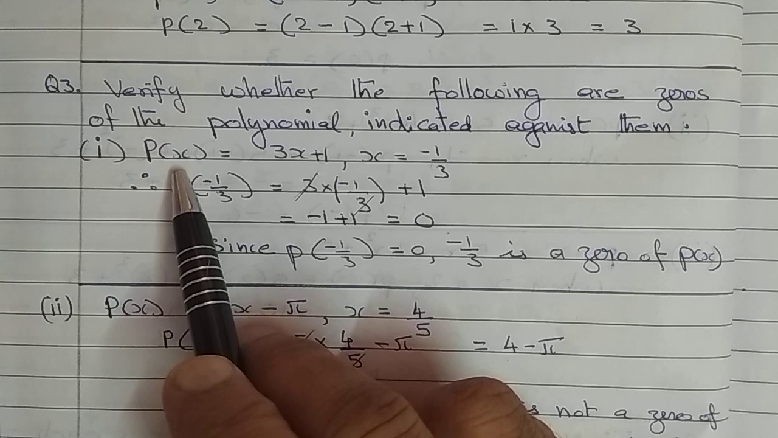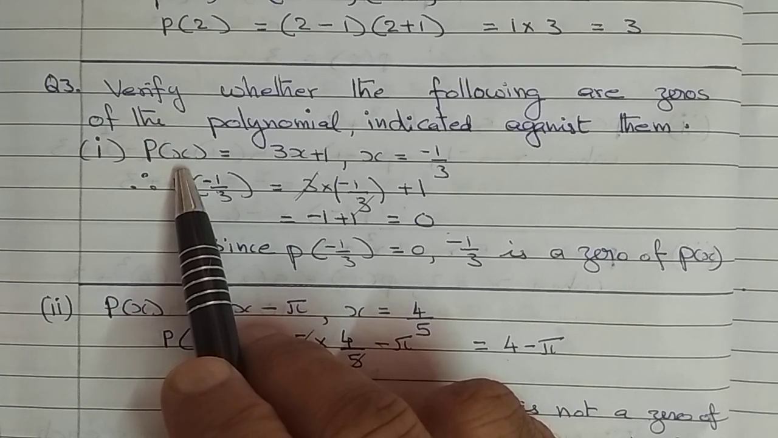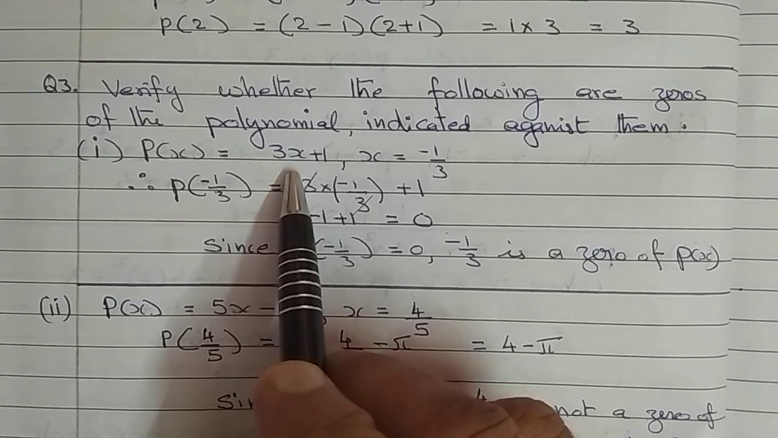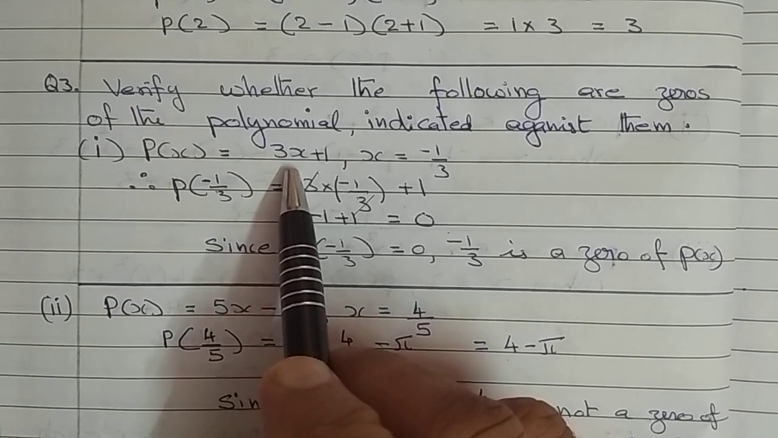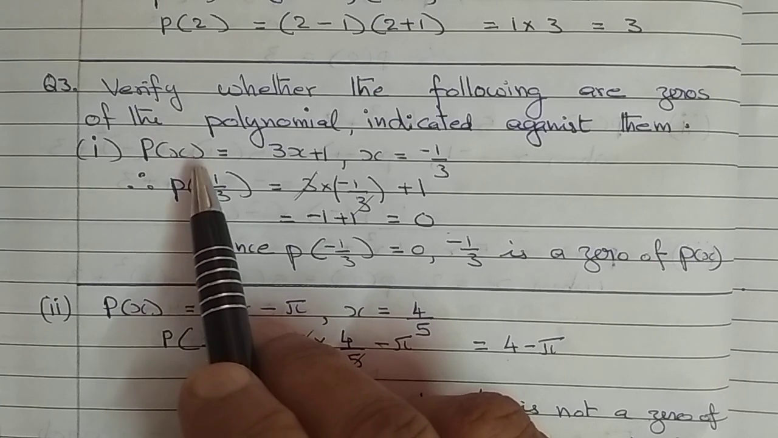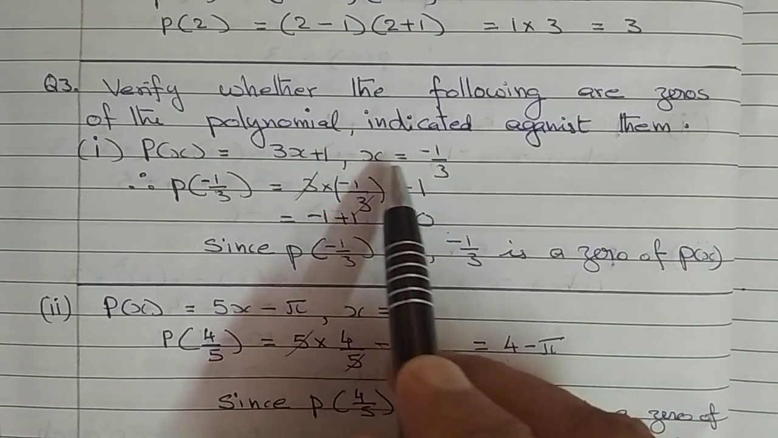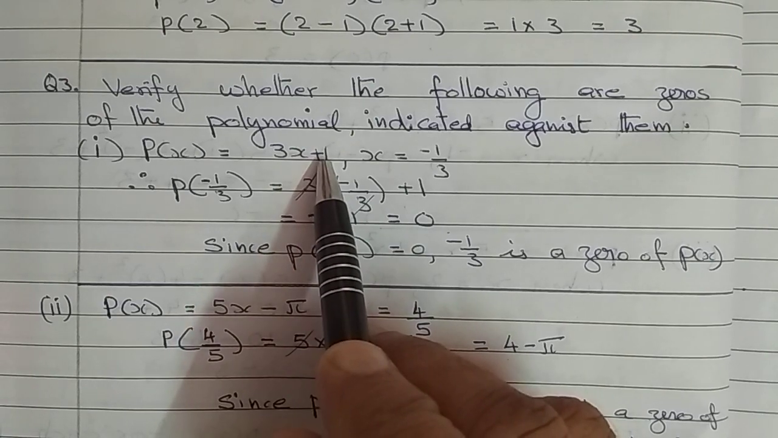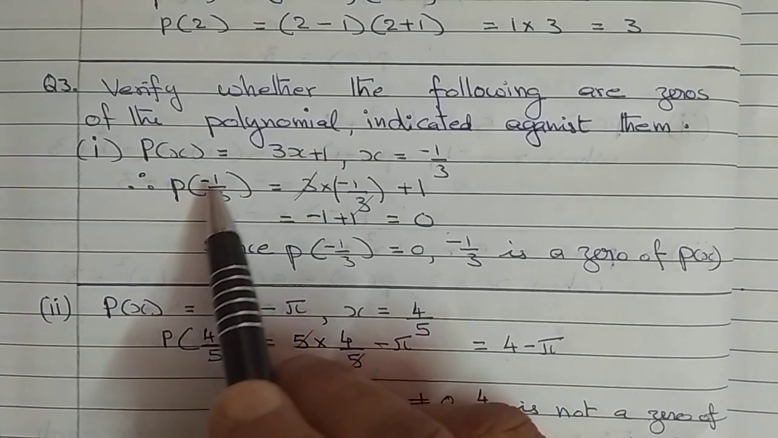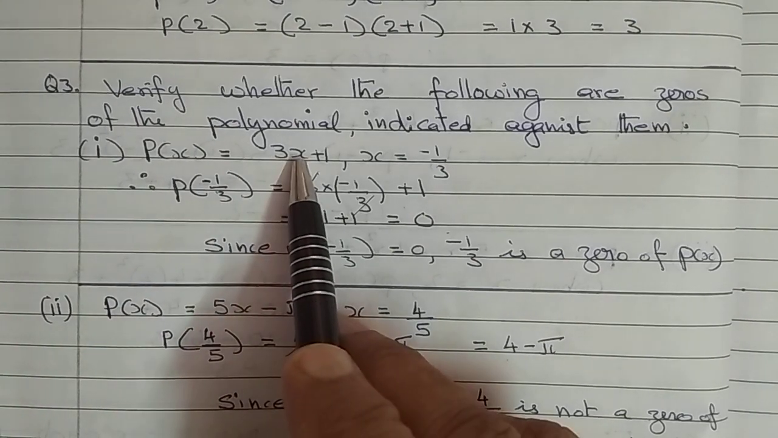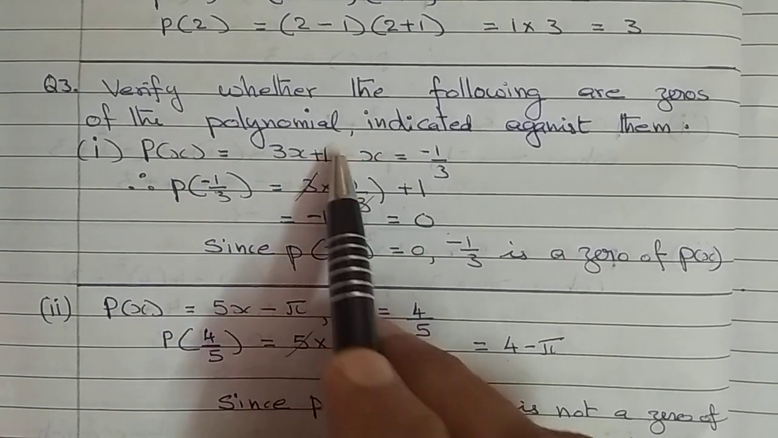A zero is that value of the variable which, when we substitute it in the polynomial, makes the value of the polynomial equal to 0. So we find the value of P(x) at x equal to minus 1 by 3. Replacing x by minus 1 by 3, what do we get? P(minus 1 by 3) is equal to 3 into minus 1 by 3 plus 1.